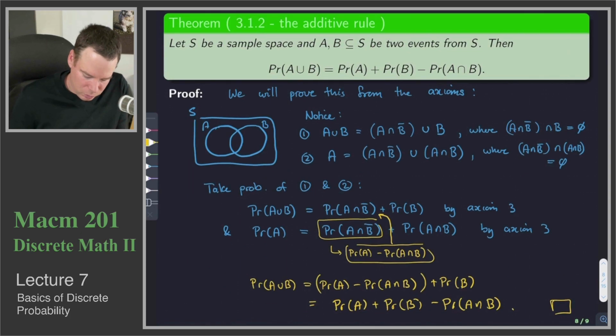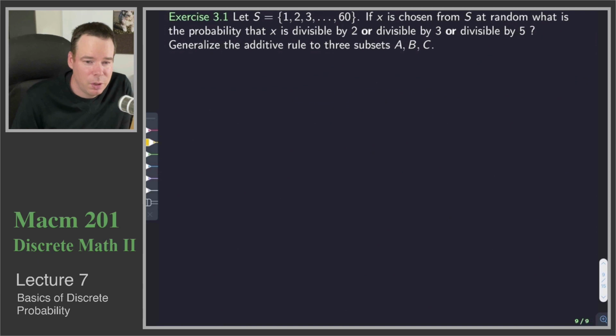The next exercise has you generalize that particular example. In this case, now we've got 3 conditions. We want it to be divisible by 2 or 3 or 5. So that requires us to consider 3 events, A, B, and C: the event that it is divisible by 2, the event that it is divisible by 3, and the event that it's divisible by 5. I'm going to leave you this exercise to ponder about generalizing our previous exercise where we just had 2 and 3, and see if you can work out a generalized version of the additive rule that works for 3 subsets.